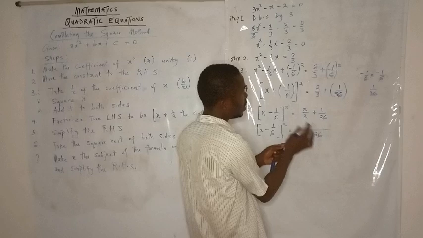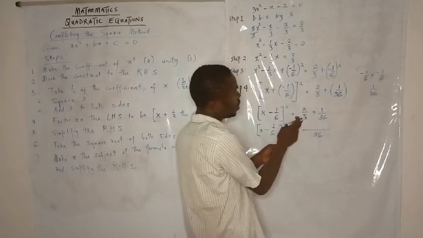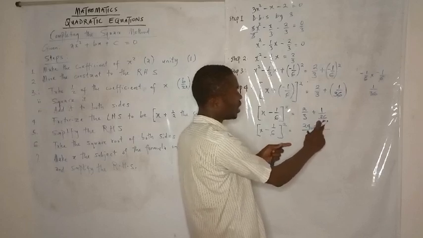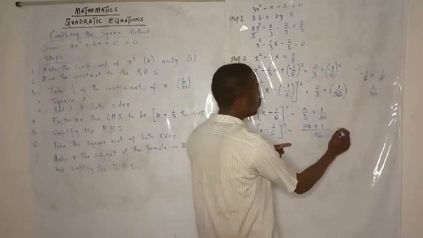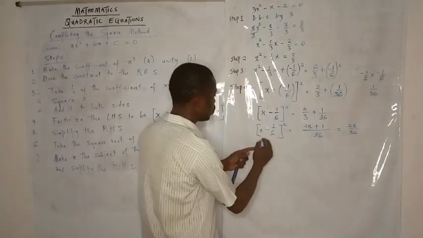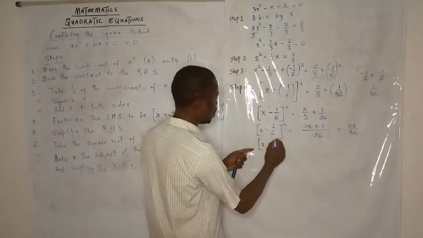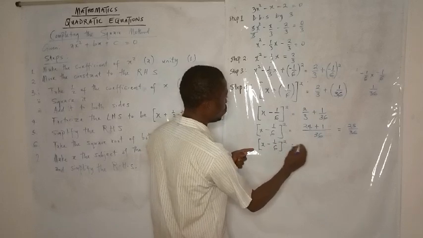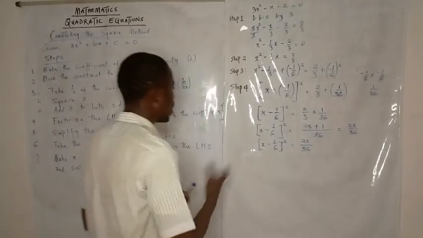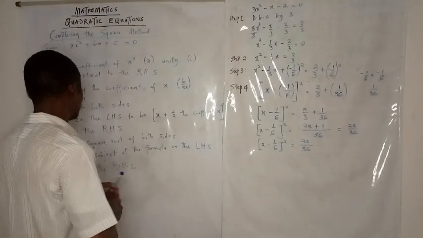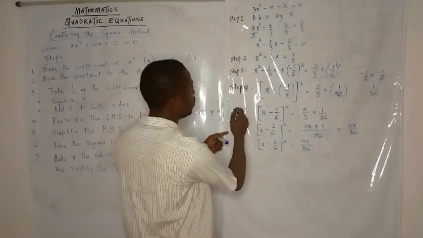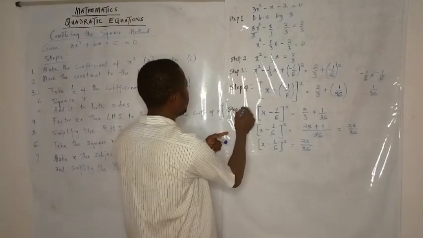So 36 divided by 3 is 12. 12 times 2 is 24 plus 36 divided by 36 is 1. 1 times 1 is 1. So this will give us 25 over 36. And so we'll have that x minus 1 over 6 all squared will be equal to 25 over 36. So we have it to be this, and this is step 5, we simplify the right hand side.